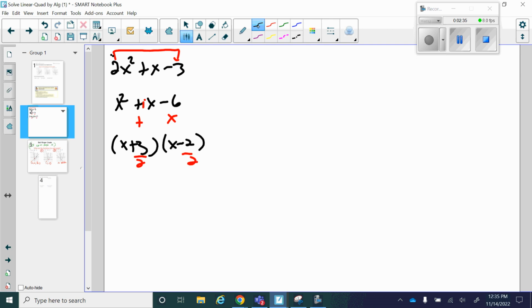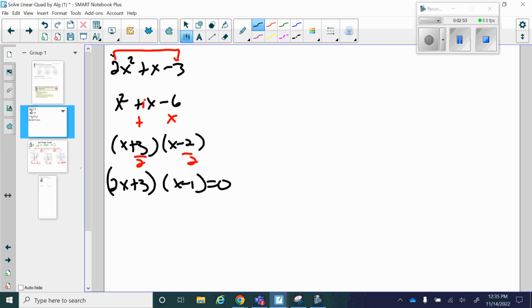Now when I divide 3 by 2, I get a decimal. So I'm going to multiply the x by 2, and that gives me 2x plus 3. On the second factor, 2 divided by 2 is 1, which is good. It gives me an integer, so I'm going to write x minus 1. And that is equal to 0.